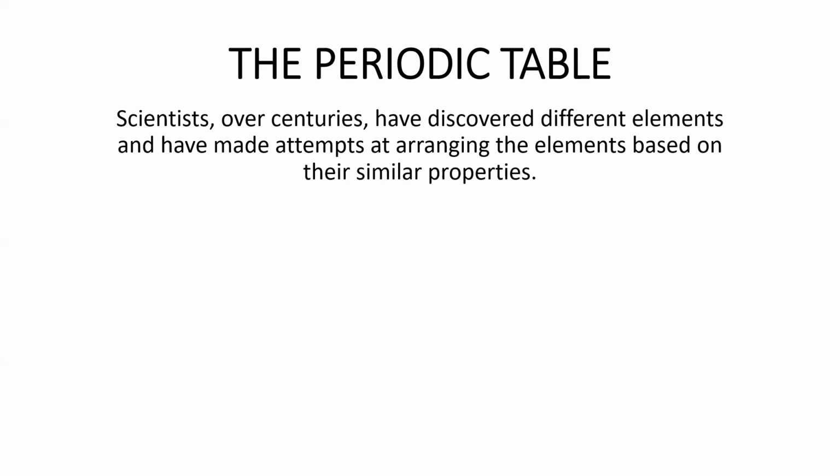The next is, given the electronic configuration or the electronic arrangement of an atom, we should be able to tell the group and the period the element belongs to.